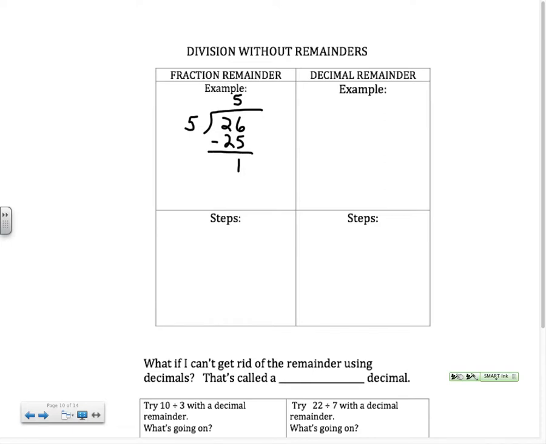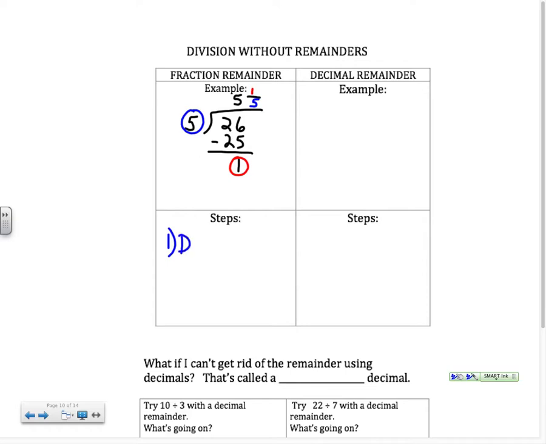Now we, no longer in 6th grade, want to say 5 R1, 5 remainder 1. We want to turn that remainder into a fraction. So I'm going to put my remainder up here as my numerator, and I'm going to use my divisor, which is this 5, as my denominator. So with the remainder of 1, it now becomes 5 1/5. Let's write down a couple steps how to do this so you remember later.